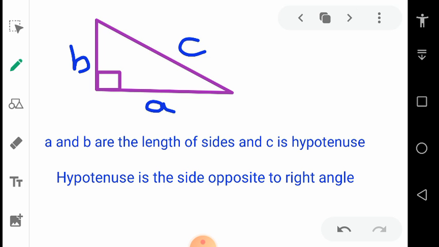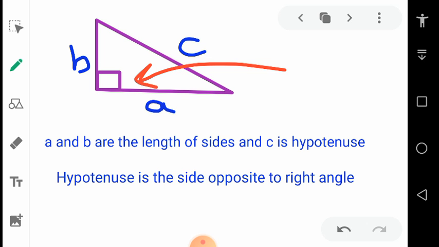On the screen you can see a triangle. This is a right angle triangle as it has a right angle, that is 90 degree. Which right angle? Here it is. So this angle is right angle. Actually a right angle is denoted by a small square. It means we don't need to write explicitly that it is 90 degree. The small square says it is 90 degree.